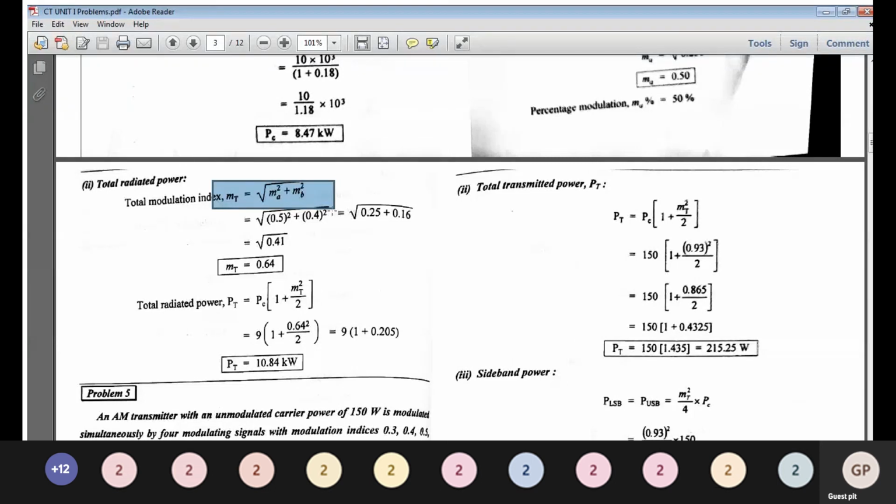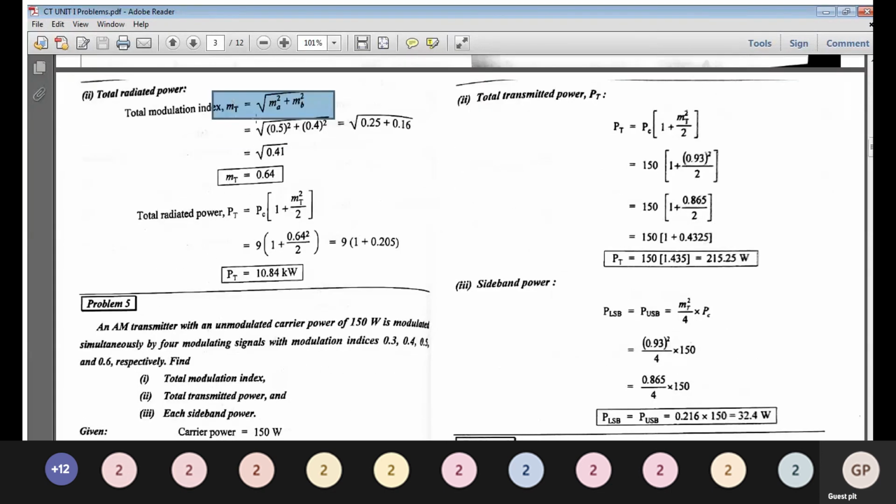But here in this problem only two signals are transmitted. First signal of 50% modulation index, second signal of 40% modulation index. Both are simultaneously transmitted. So for this case, we have to calculate the total modulation index value. Okay, Dhamma? That is equal to the square root of MA square plus MB square. First value 0.5 square plus second value 0.4 square. We just add the values, and the result is available. Take the square root of that. So the total value is equal to 0.64.